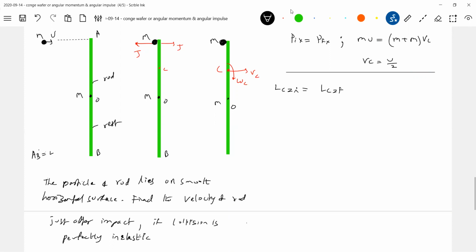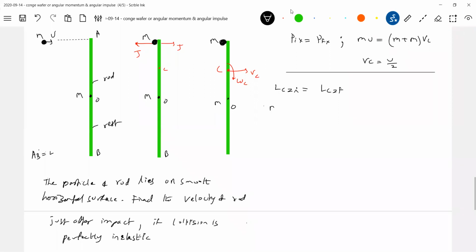But sir, angular momentum can be considered about any point. Yes, it can be considered about any point. But after collision, what happens? The rod plus particle will rotate about the center of mass, not about O. Because it's a rigid body free to rotate, it will rotate about the center of mass here. So I'll consider angular momentum about the point the rod is rotating about.